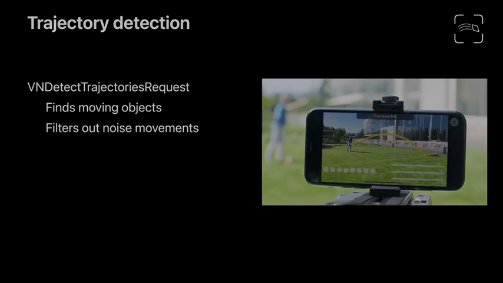All right, now we have our gameplay. So let's look at the trajectory detection. The VNDetectTrajectoriesRequest finds objects that move through the scene.